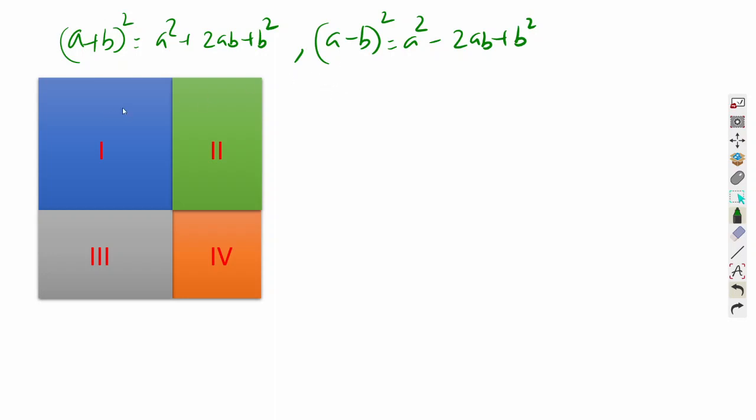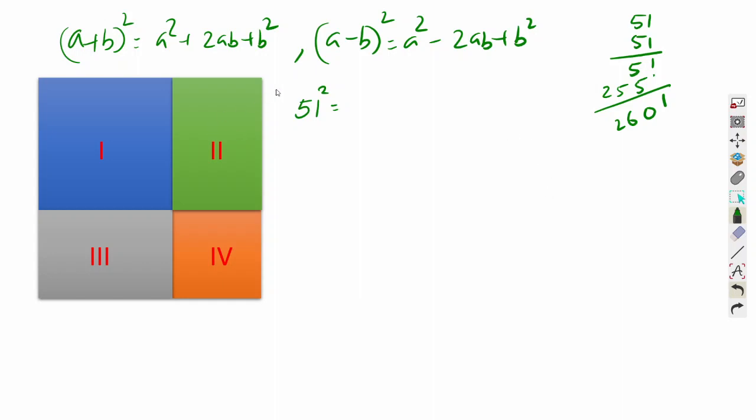I would like to tell you that if you are asked to find out 51 square, normally we do like this: 51 times 51. Then 5 ones are 5, 5 5s are 25. Correct? We do it like this. Right?